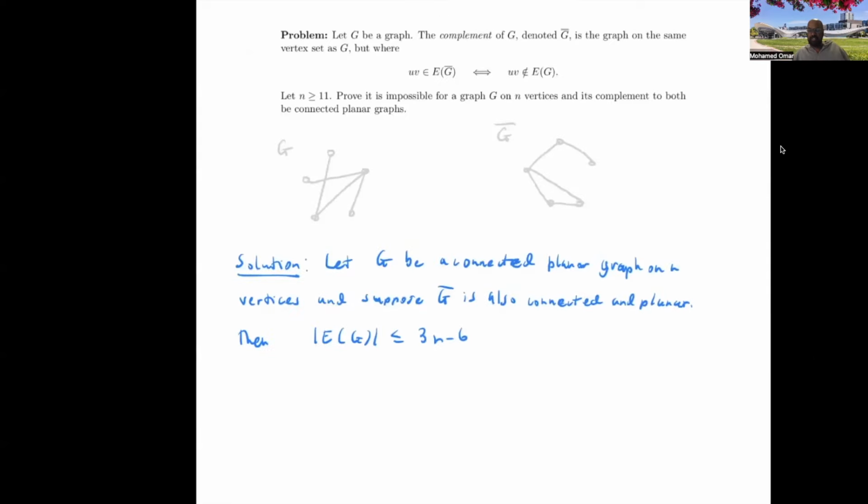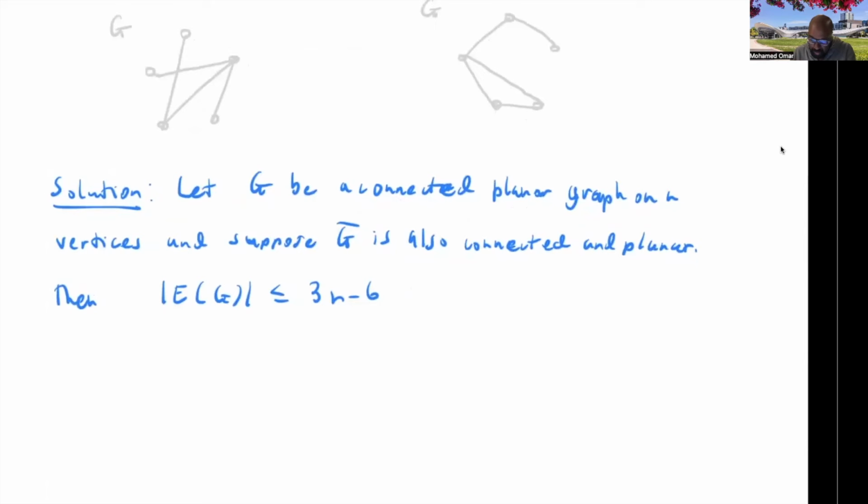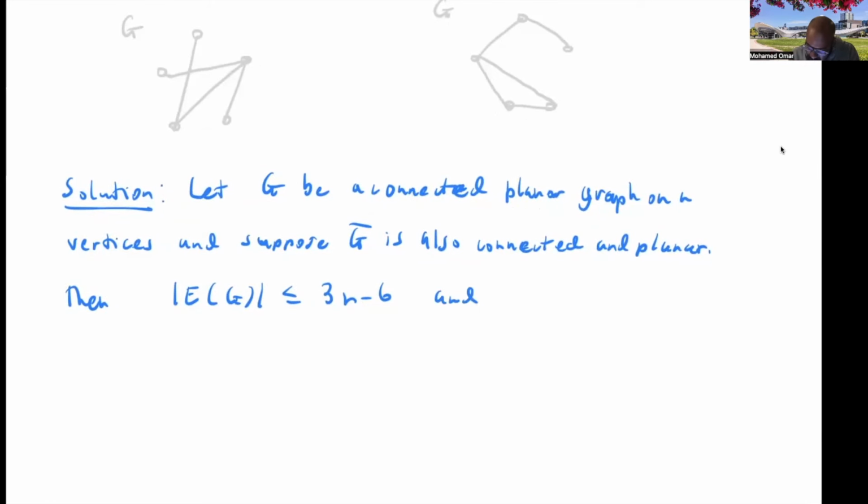This is by our first inequality today. And G bar, the complement, also has the same number of vertices as G. If it's also connected and planar, it also has to satisfy this inequality as well. But we actually have a formula for the number of edges in G and G complement combined. Since every pair of vertices is adjacent in exactly one of the graphs, when you put the two graphs together, informally speaking, you'll get the complete graph on n vertices.